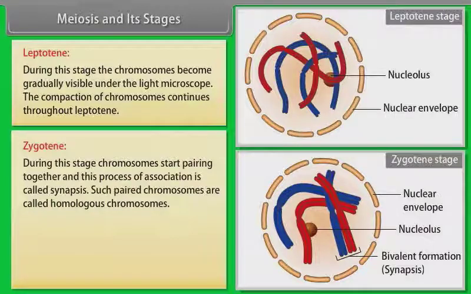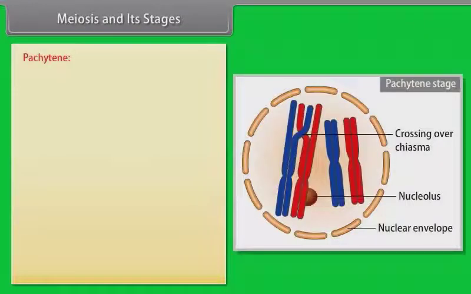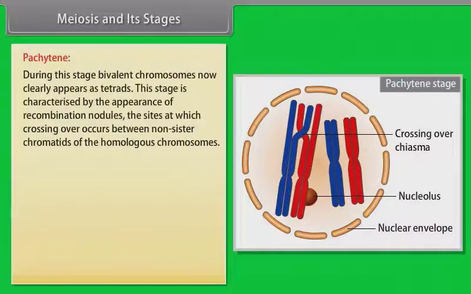Electron micrographs of this stage indicate that chromosome synapsis is accompanied by the formation of a complex structure called the synaptonemal complex. The complex formed by a pair of synapsed homologous chromosomes is called a bivalent or a tetrad. However, these are more clearly visible at the next stage. The next stage, pachytene, is comparatively longer than the previous 2 stages. During the pachytene stage, bivalent chromosomes now clearly appear as tetrads.